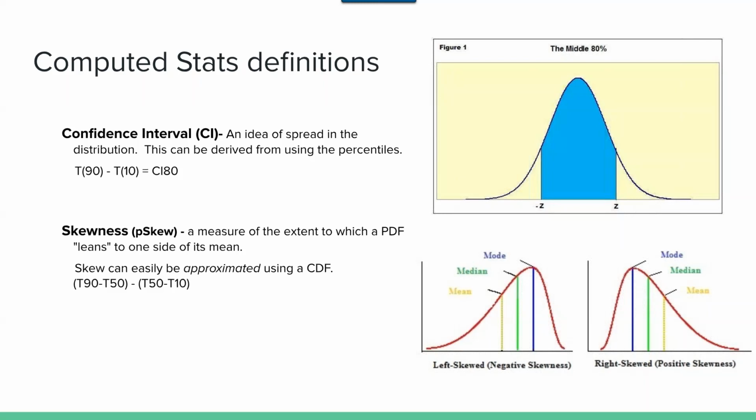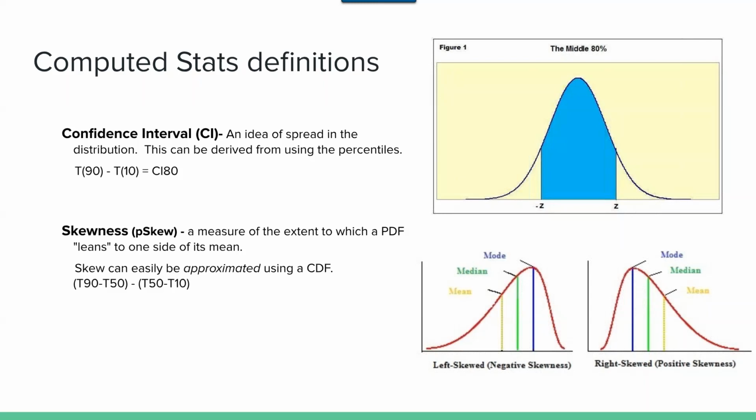Another way to look at it is, say you're looking at the 75th and 25th percentile. That's saying you only have a 50% chance it's going to fall between those numbers. There's actually a 50% chance it could fall outside of those numbers. It's a good way to look at the spread of the distribution. If you have a big 80% confidence interval, that means you have a pretty big spread in your distribution.